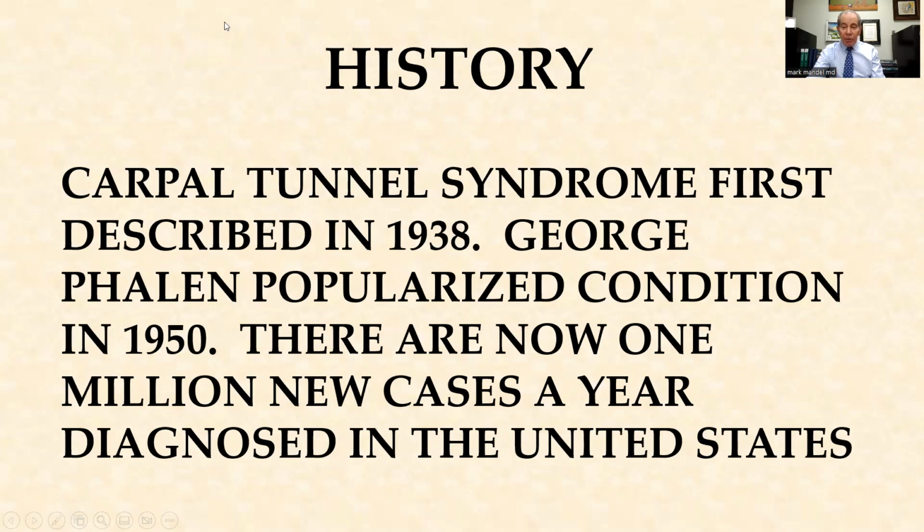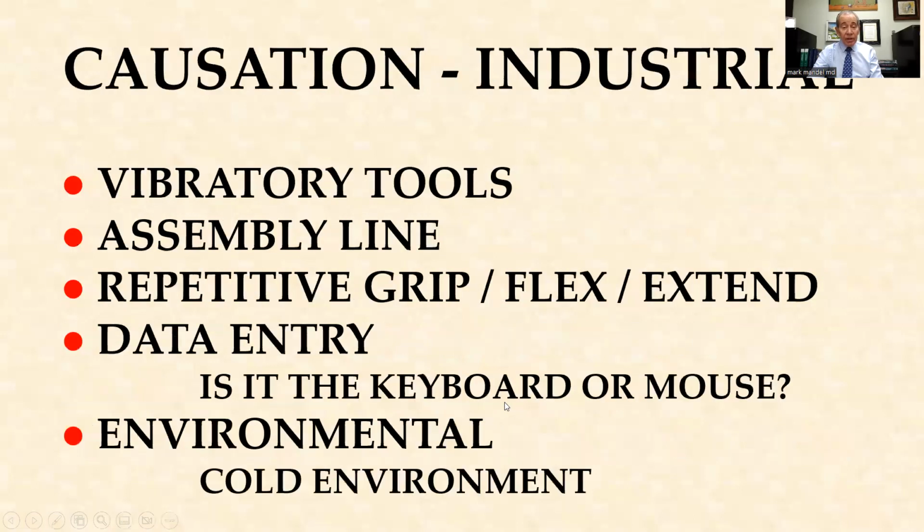Rather amazingly, carpal tunnel was not even a known entity until the very end of the 1930s. Then World War II came along, so not much was done in the civilian population. George Phalen at the Cleveland Clinic wrote a paper in 1950 in which he described the entity, and now there are about 1 million new cases a year in the United States.